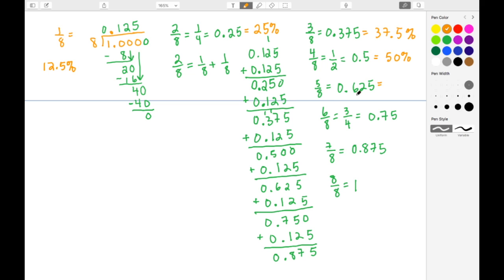5 eighths turns into 62.5%. 6 eighths is 3/4, which we already know is 75%. 7 eighths turns into 87.5%. And of course, 8 eighths is the same thing as 100%.